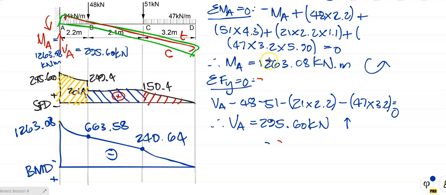Okay, so people, there's a cantilever. I took moments to find MA, and I've summed the reactions to find VA. If there's no horizontal forces acting, there's no HA. And I drew my shear force diagram, and I algebraically summed areas under the shear force diagram, and I drew the bending moment diagram, and we can see there again, the shear force diagram and the bending moment diagram are on one side of the 0 line only. Okay, people, and that's a cantilever.